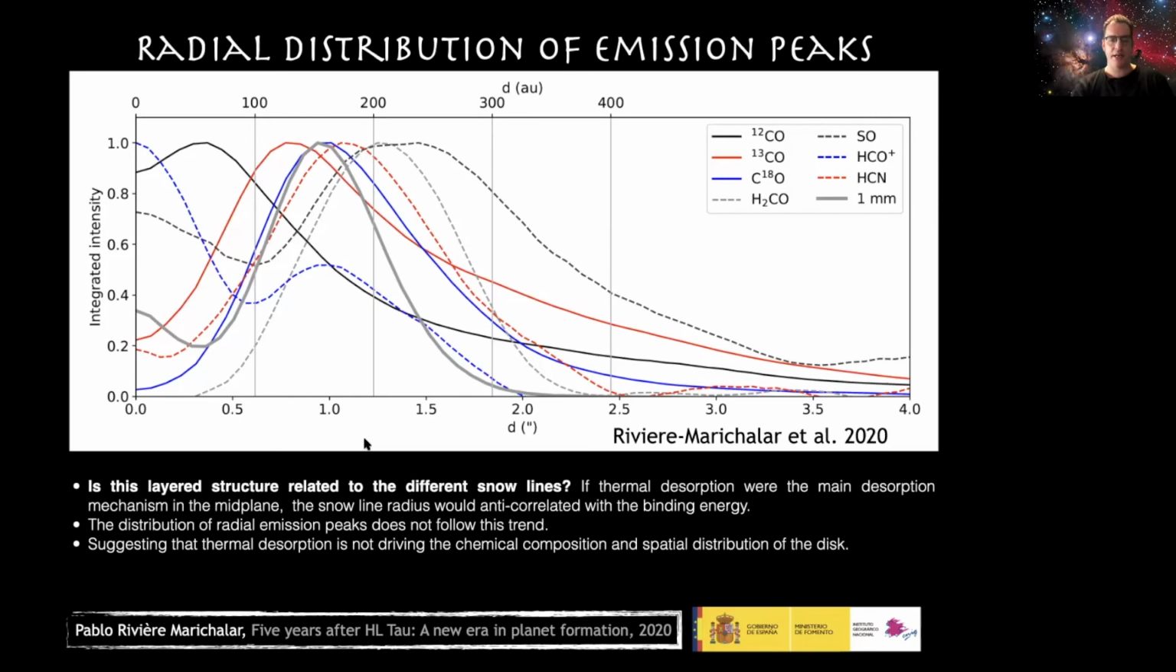One question that comes to mind when one sees these radial profiles is whether the layered structure is related to the different snow lines. If such was the case, one would expect that the location of the radial peak will be anticorrelated with the binding energy, but this is not what we see. We almost see the opposite. So apparently, this is suggesting to us that thermal desorption is not driving the chemical composition and the spatial distribution in this very interesting disk.